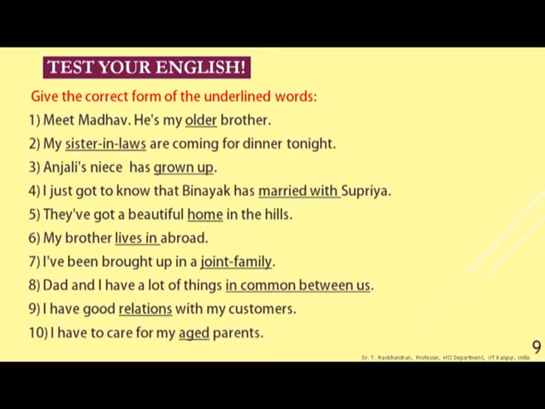Anjali's niece has grown up. Underlined phrase: grown up. Identify what is wrong in this. 4. I just got to know that Binayak has married with Supriya. We use this very often, but what is wrong with this? Look at the underlined phrase married with, correct it. Fifth one, they have got a beautiful home in the hills. Again it is something we keep saying normally, but what is wrong with using home, the underlined word here?